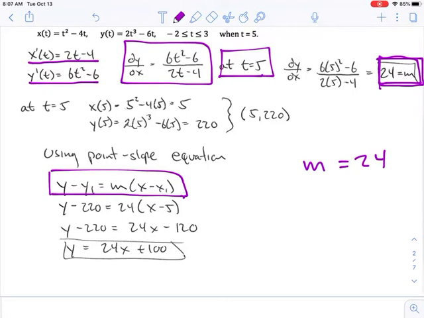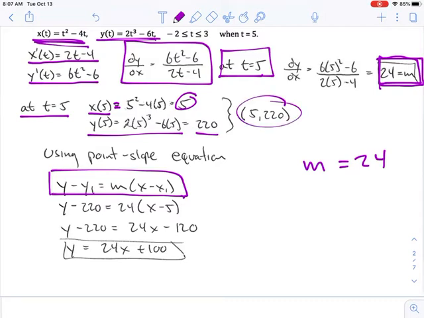We go back to the parameter, t equals 5, and we substitute that in for t in the equation x, t squared minus 4t. So we have 5 squared minus 4 times 5, which ends up being 5. Then we substitute it into the y equation, and we end up with 220. That gives me an ordered pair, where the x value is 5 and the y value is 220.